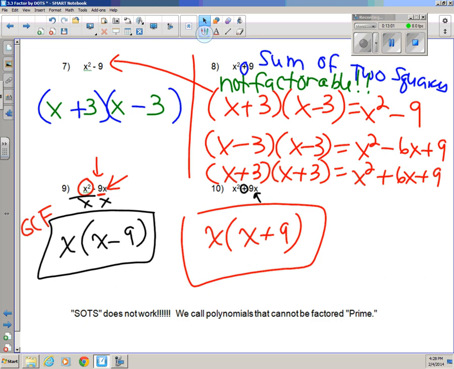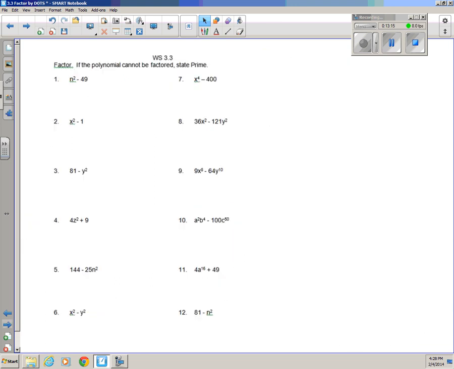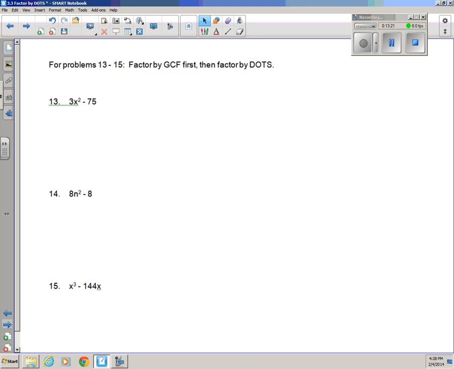So again, we mentioned the sum of two squares. I'm going to nickname that SOTS. It does not work. We call polynomials that can't be factored prime. So when you get to your homework, you're going to see where it says factor, if the polynomial cannot be factored, state prime.